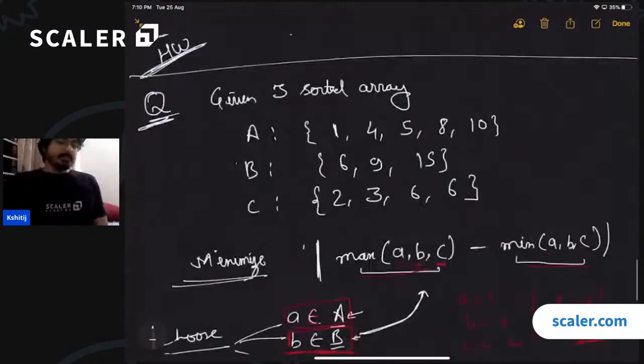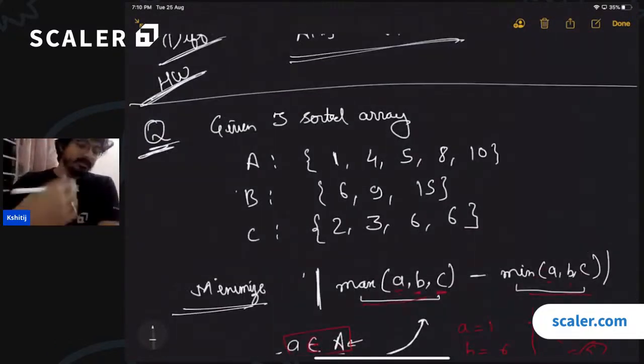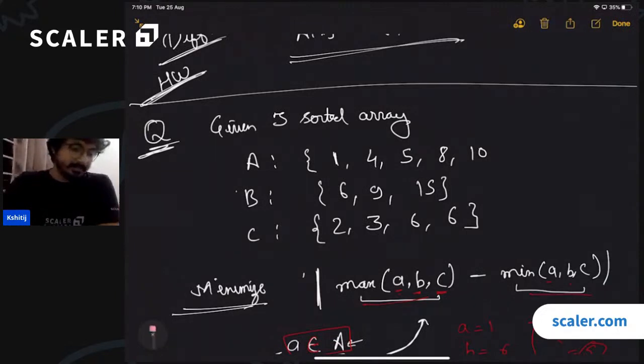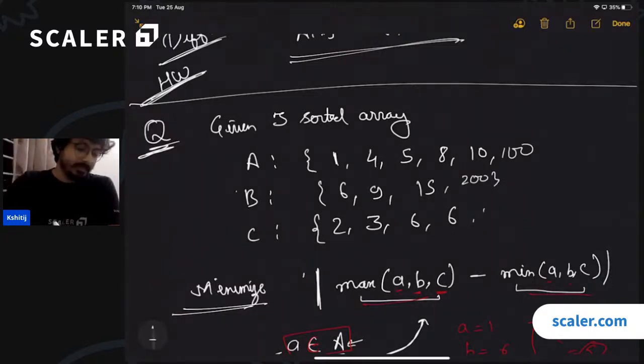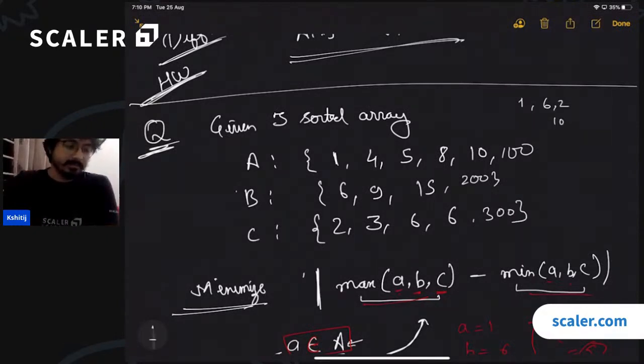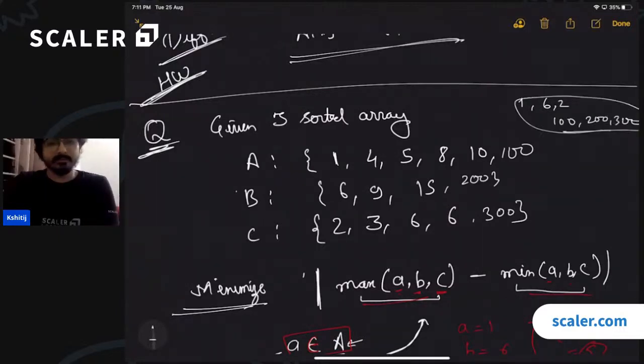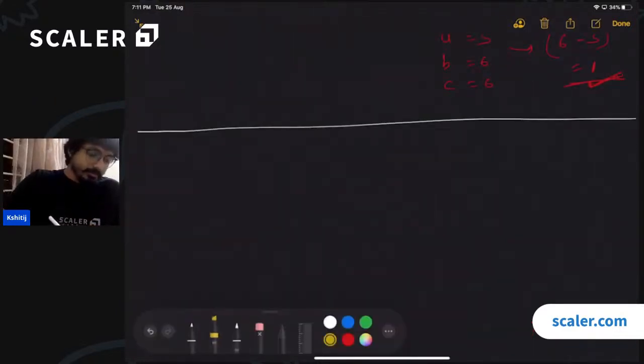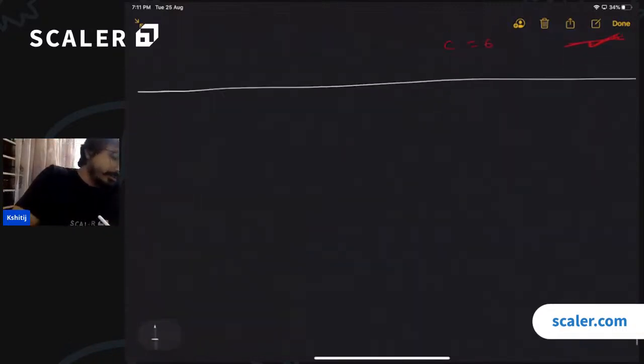How will that help? If you find all the minimum values and all the maximum values, let us say this array also had 100, this array had a 200, and this array had a 300. Then you find all the minimum values, which are 1, 6, 2, and you also find all the maximum values, which are 100, 200, and 300. Now what do you do with these values? Okay guys, what is going to be the brute force here? Let us start with the brute force, and then we will see how to optimize that.